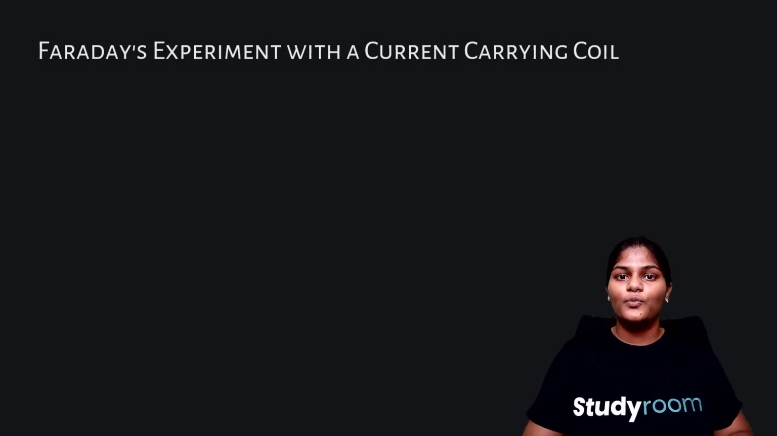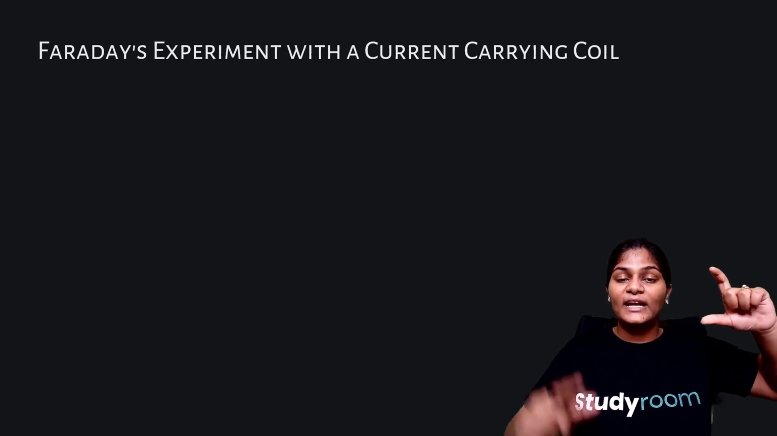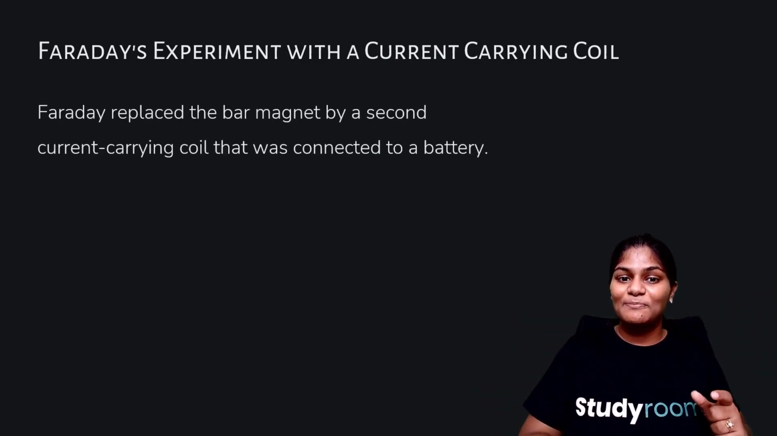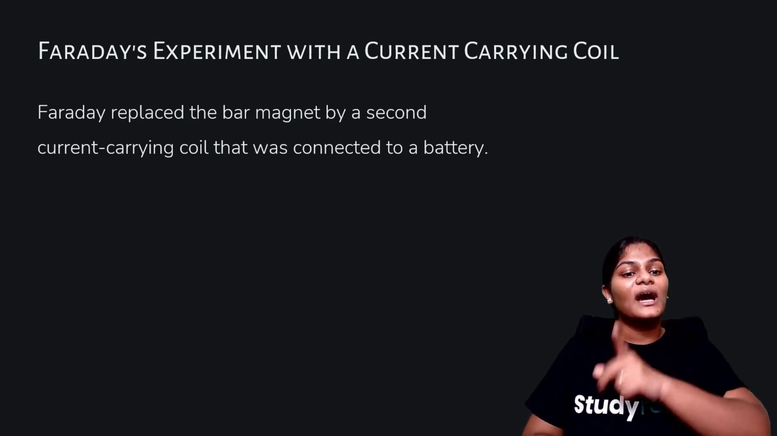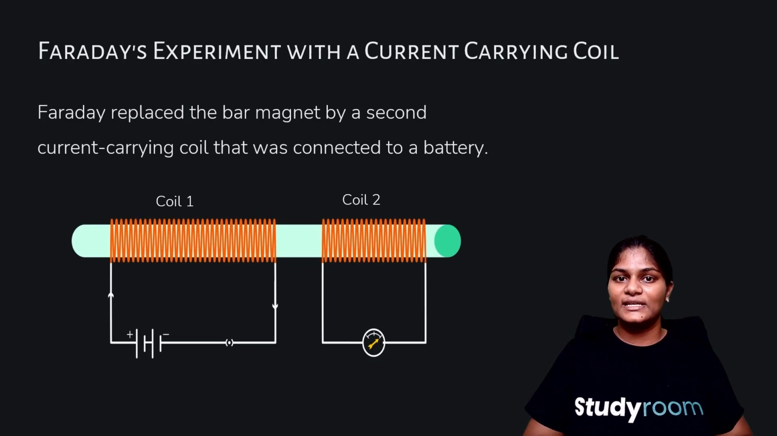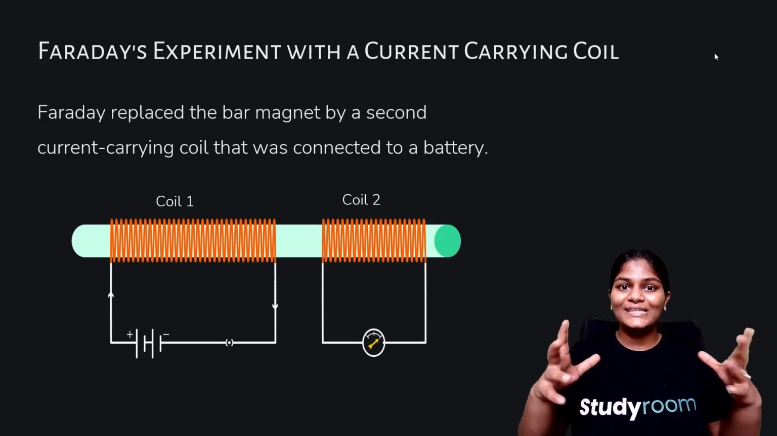So now what Faraday did was, instead of taking a coil and a bar magnet, he replaced the bar magnet by a current carrying coil connected to the battery. This is the setup for it. Okay, so here, what do you see in the setup?